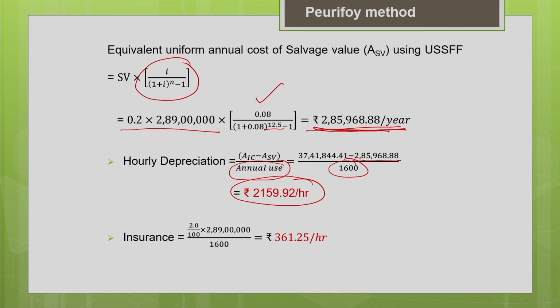Now the other components of the ownership cost, the insurance, taxes, storage, everything, we are going to calculate as a percentage of the initial cost minus the tire cost. So insurance percentage is 2%, 2% of the initial cost minus the tire cost, divided by the 1,600 hours, that is annual usage of machine in hours. That will give you the hourly insurance cost as rupees 361.25 per hour.